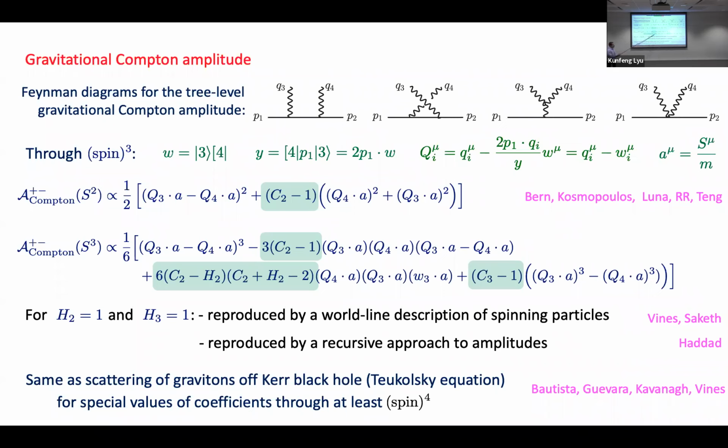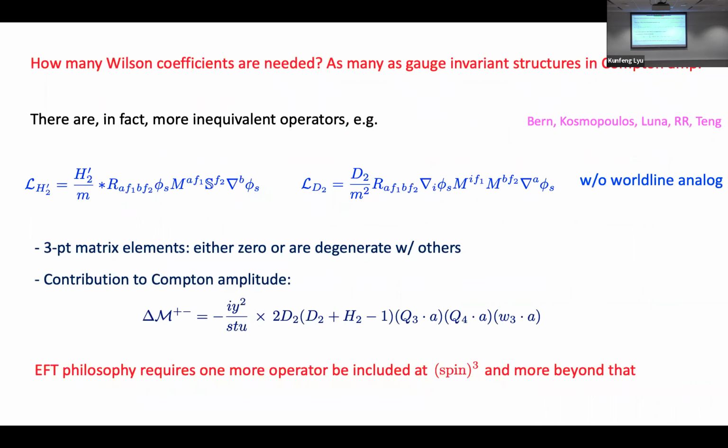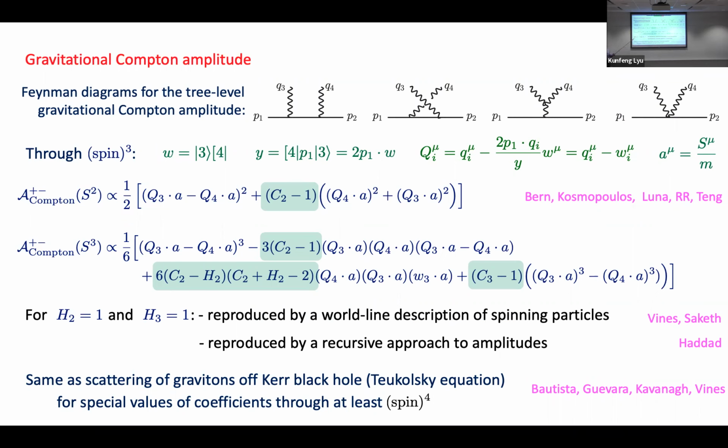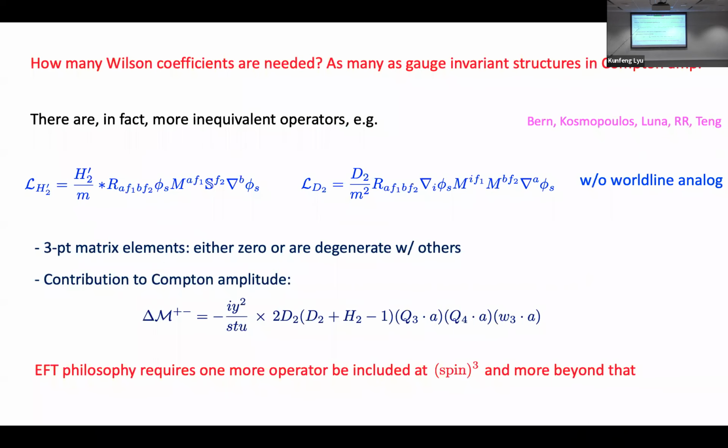They are no longer separated at the next order. So because of this, they have to actually be put in the action separately. Right, so there is indeed another operator that contributes and affects just this one structure. And that operator happens to look like this. In fact, there's more than one operator one can write, but they turn out to be equivalent. So this is its contribution to the Compton amplitude. It does affect exactly this one structure. So this implies that with the effective field theory philosophy, this operator should also be included.